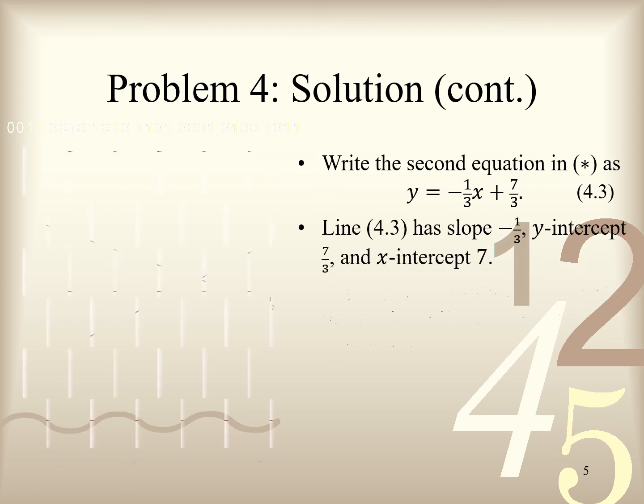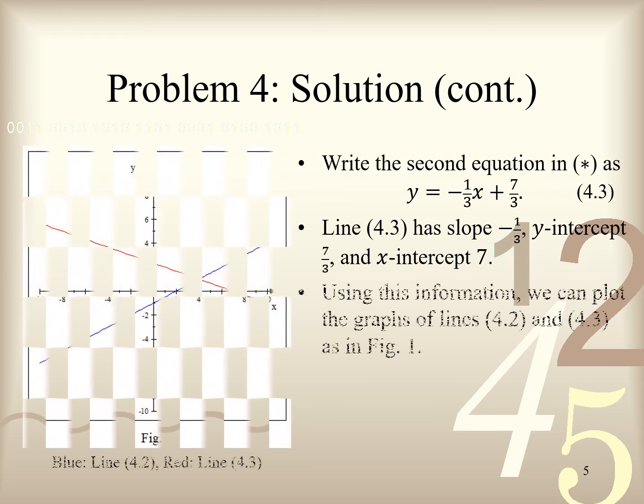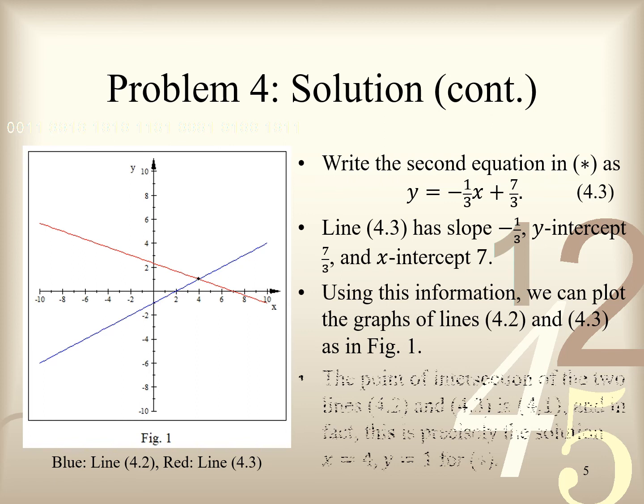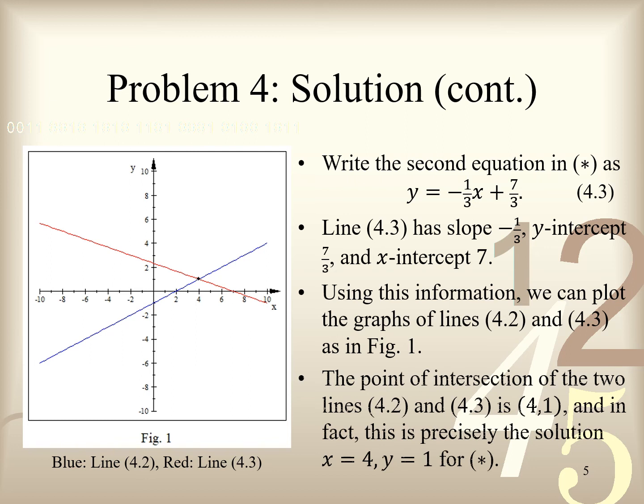Using this information, we can plot the graphs of lines 4.2 and 4.3 as in figure 1. The point of intersection of the two lines 4.2 and 4.3 is the point (4, 1), and in fact, this is precisely the solution x equals 4, and y equals 1 for the system star.